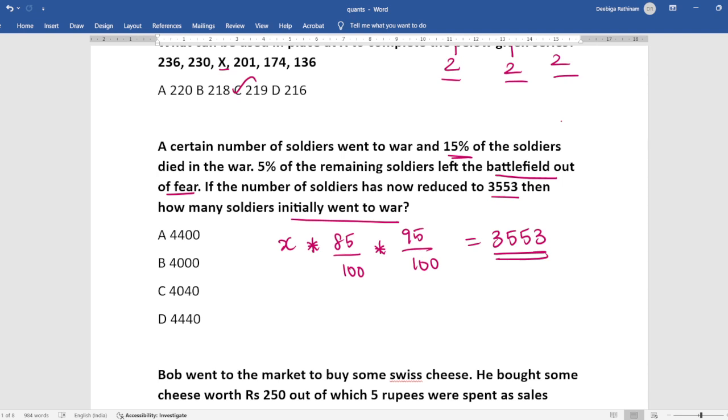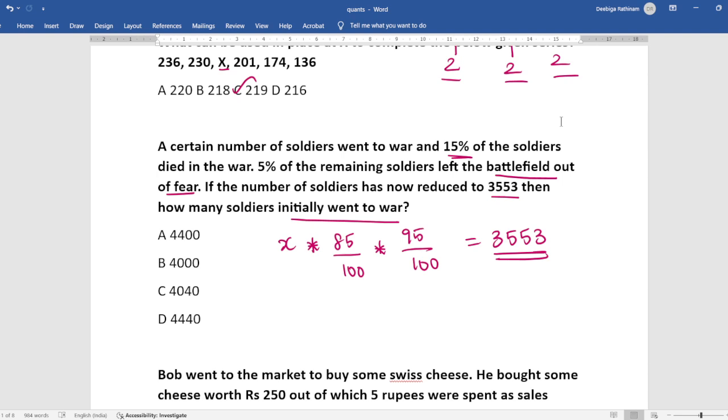If you really look into it, the number of soldiers has now reduced to this particular number, which means that initially it was like 5000 or something. We'll have to find that, right? And then after that some things happened, like dying in the war and leaving out of fear. So this is how you need to form the equation in order to find the answer. Now let's just try to solve this.